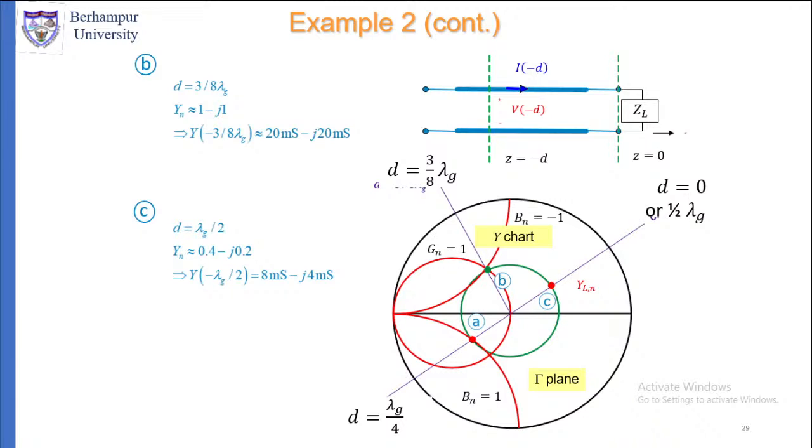Then for point B, follow the same principle as in the previous case. You will find point B. Point B will be on the upper part of the Smith chart in this case. Then for point C, it will be repeated. You start with YLN, go by lambda by 2 distance, it will be repeated, so there is no problem there. There will be no change. Whatever YLN was, we will get that back. So these are two simple examples.